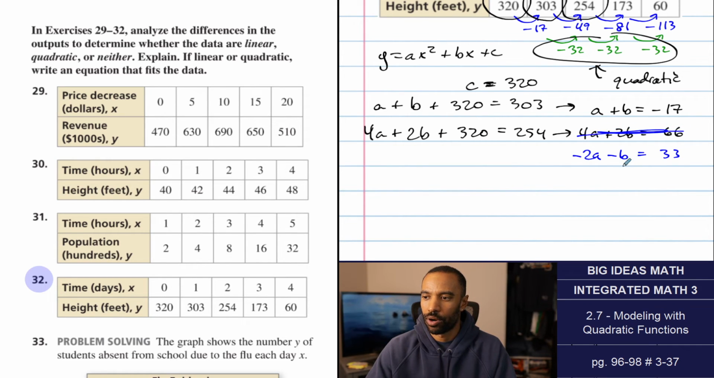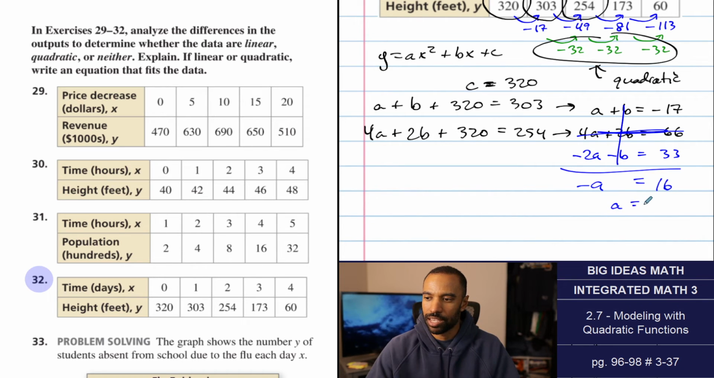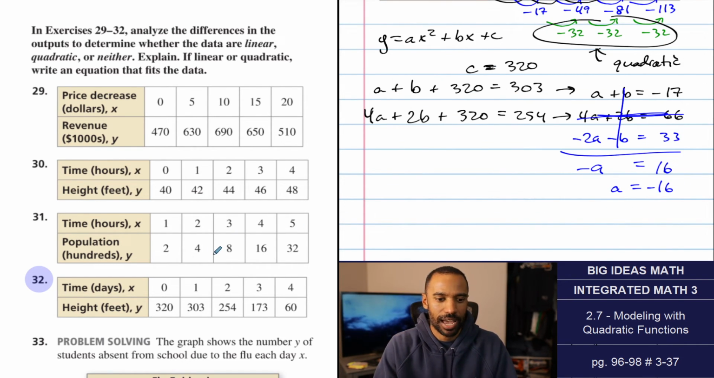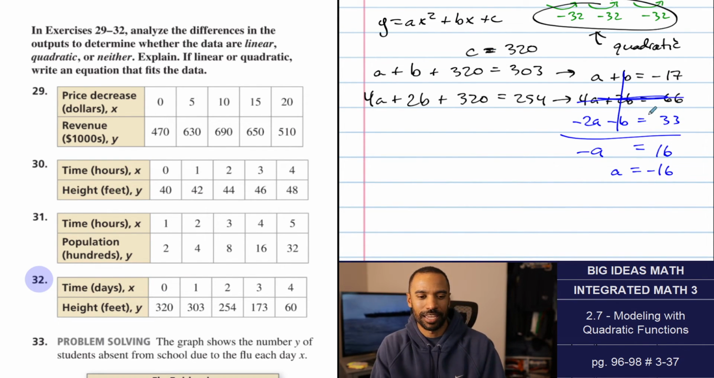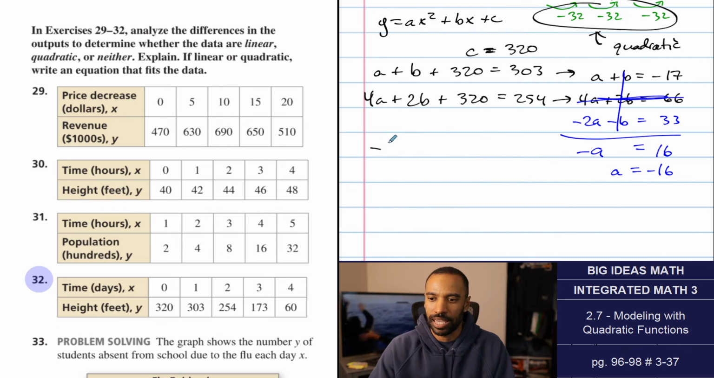33. Now ignore that one as we add down these lists here for elimination. These go away. Negative a equals 16. So a is negative 16. Hey, it might be a gravity-like equation. Yeah, time in days and height in feet. For some reason, height goes down in gravity every day for something. So I hope I did that right. But then I get negative 16 there. If a is negative 16, then negative 16 plus b is negative 17. b is going to be negative 1.